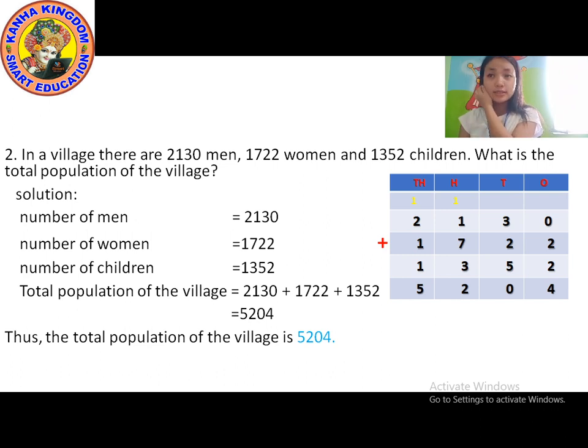Like in this word problem you have to find out the total population of that village. That means you have to add the number of men, number of women and the number of children. Okay students, I hope you all have understood the concept of word problems in addition through these two examples. I hope so.